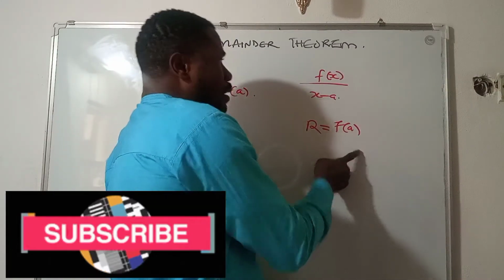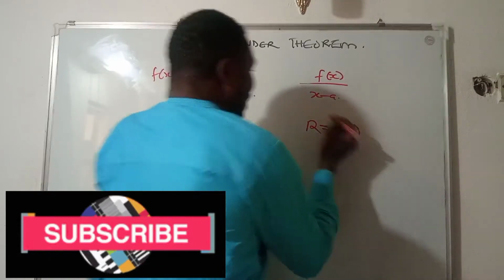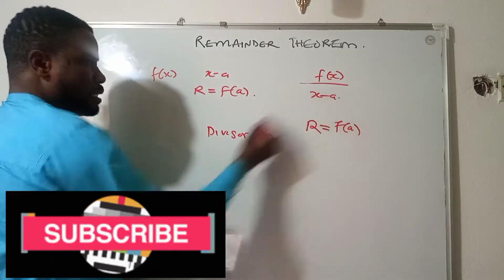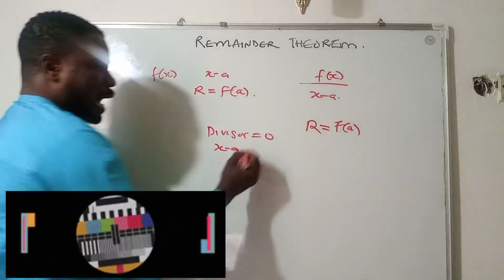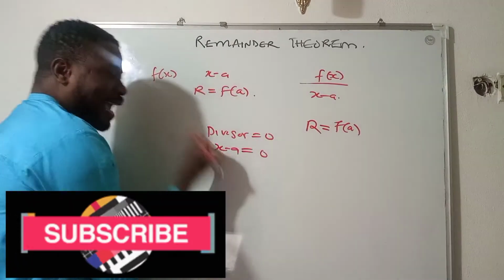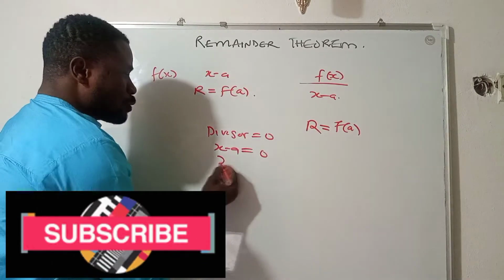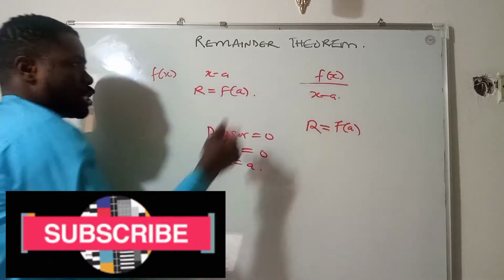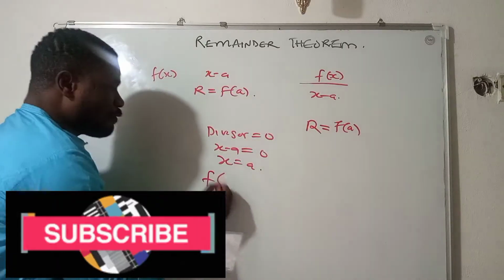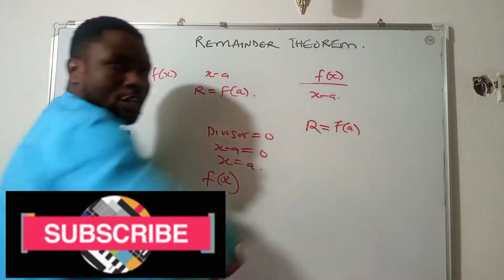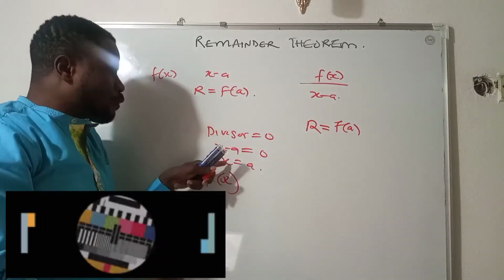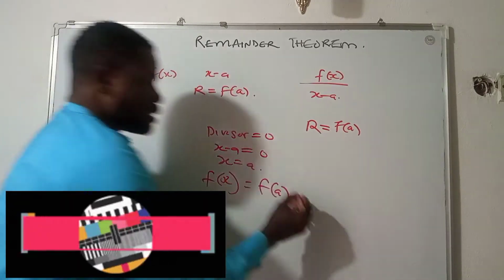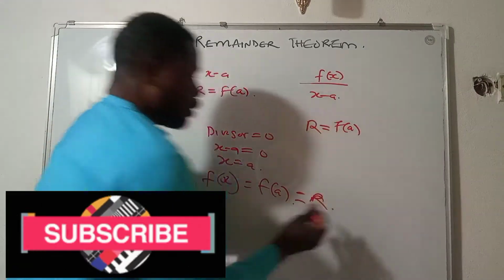How do we arrive at f of a? What this means is that you take the divisor, x minus a, and equate it to 0. And I make x the subject of the formula. It becomes x equal to a. If you substitute a in this expression, that will now give you f of x. Remember, initially it is f of x, the numerator. So in place of x, you're going to have f of a. That's what is equal to the remainder.